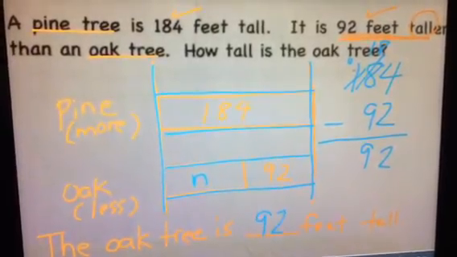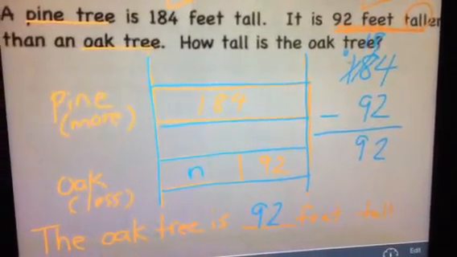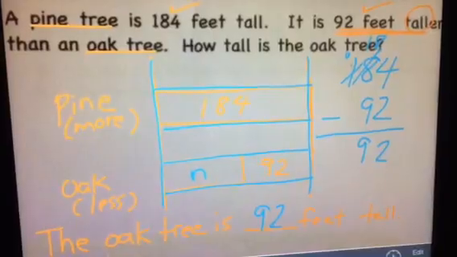The oak tree is 92 feet tall. And that is how you would use subtraction in a comparison bar model.